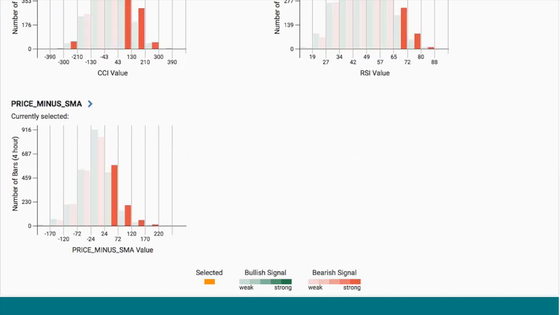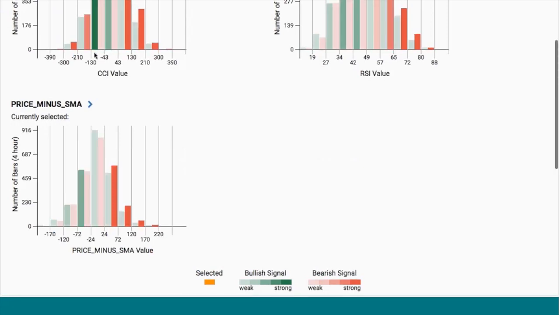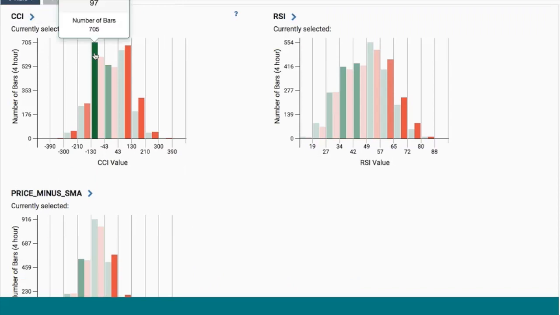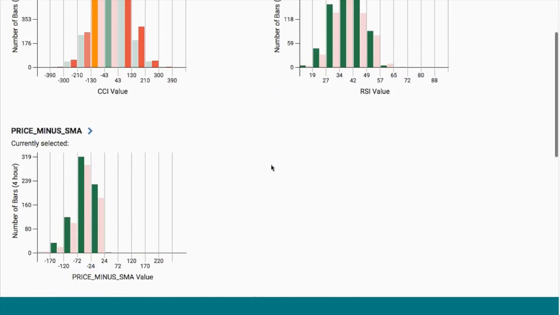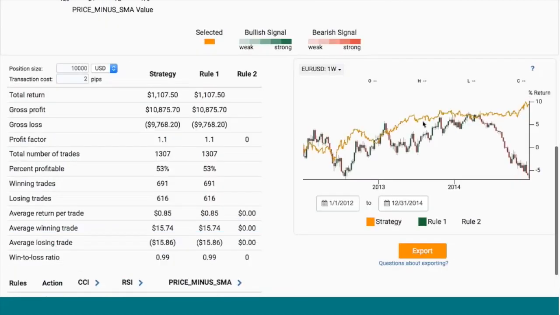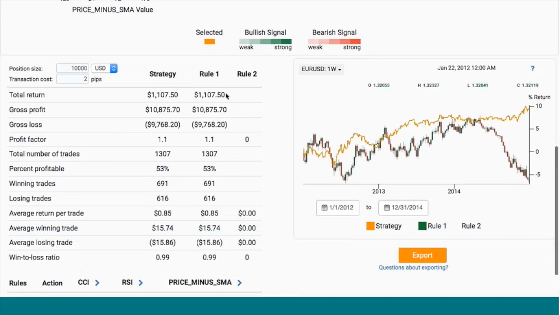So now to build my strategy, I'm basically going to create my rules directly from these histograms. So I'm going to find areas where the algorithms found a strong buy signal, and then I'm going to select that as my first long rule. So what I'm saying is every time the CCI is between -130 and -43, I want to go long. And so instantly we can see how well that strategy would have performed over the date range we selected. We can see the computer's struggling a little bit with the WebEx running. We can see the statistics on the strategy as well as the rules written out.